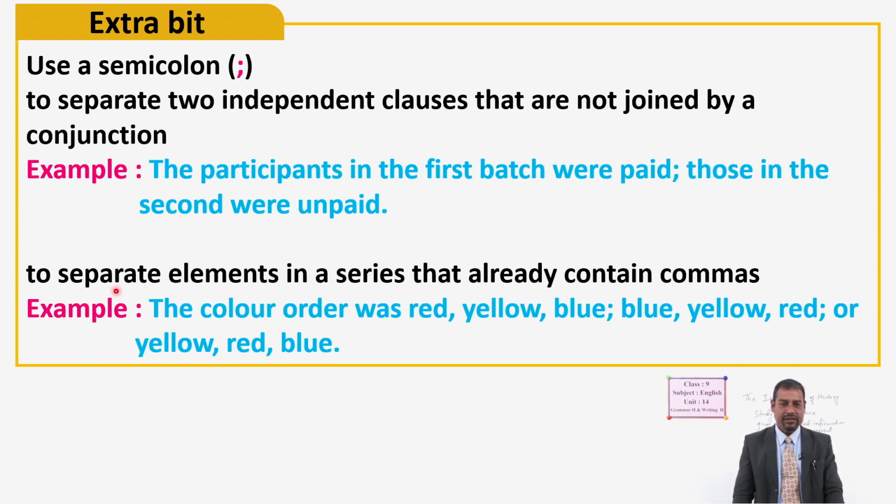Next rule, to separate elements in a series that already contain commas. So if we have commas and then there is a series of something, you have to use a semicolon. For example, the color order was red, yellow, blue; yellow, red; or yellow, red, blue. This is a series of colors, and we can add a semicolon here. You have to practice this in your daily writing so that you will be used to this mark and can use it very comfortably. So, did you get the idea of using a semicolon?